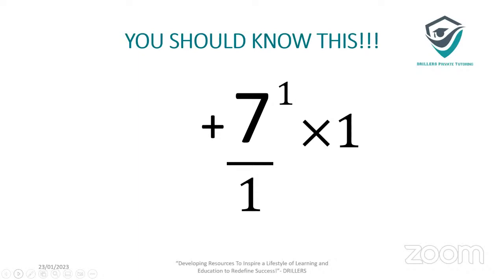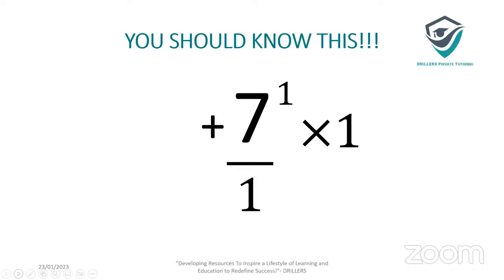A number by itself is a positive number. It is also raised to the power of 1, because anything raised to the power of 1 is itself. If it's multiplied by 1, it's also itself. And if it's divided by 1, it will give you back that same number. So those are things that you should know.